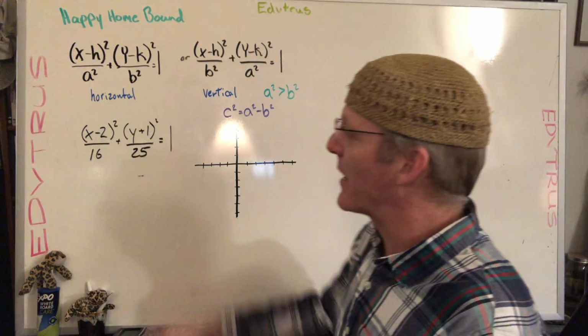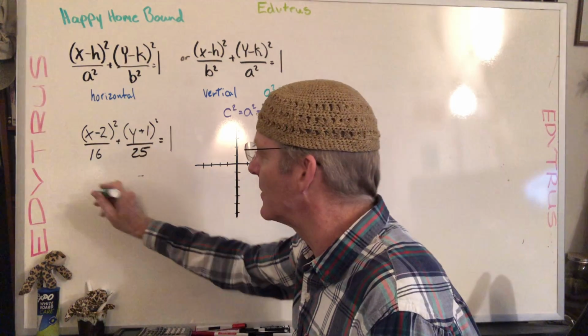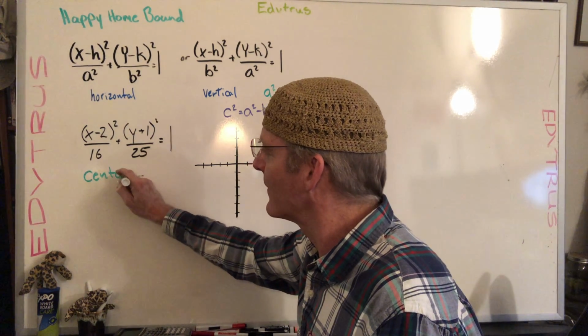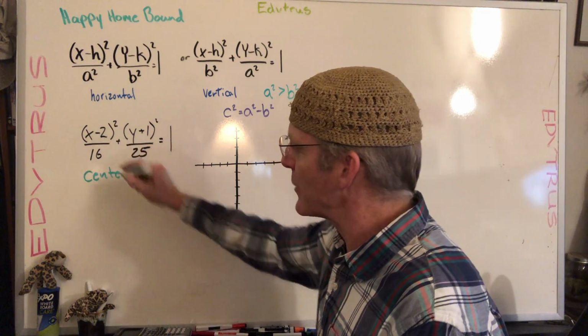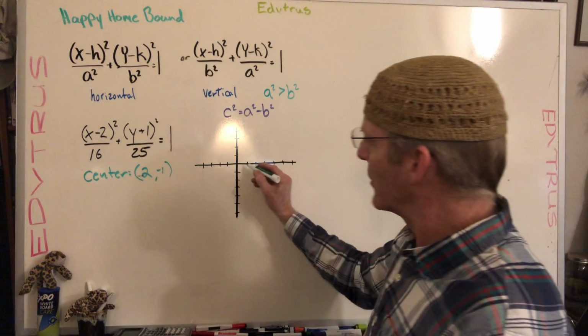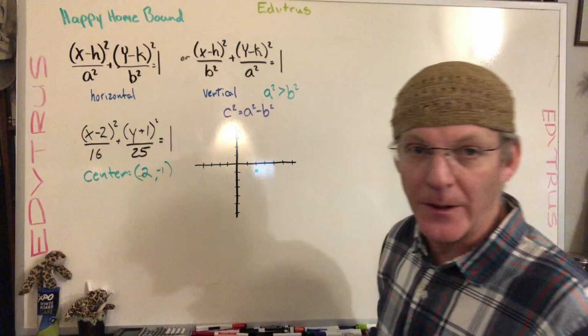We've got x minus 2 and y plus 1, so we can see that our center, hopefully, is located where? Yep, you got it, positive 2 and negative 1. So we go over there, positive 2, negative 1, and there's our center right there at that point.